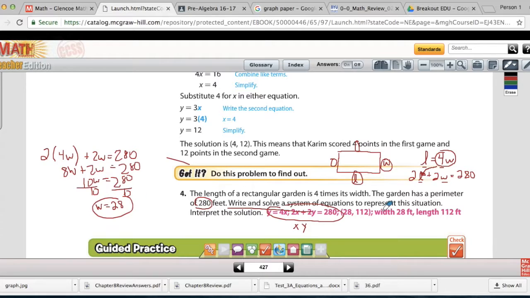So the width is 28 feet, and if the width is 28, I can plug in 28 to this equation or this equation, it doesn't matter, but plug that in to find out the length. 4 times 28 is 112.